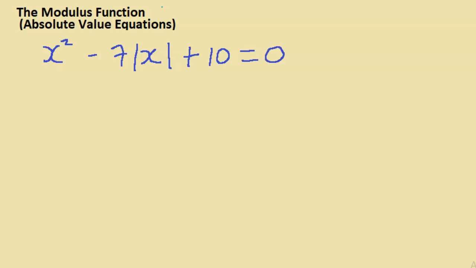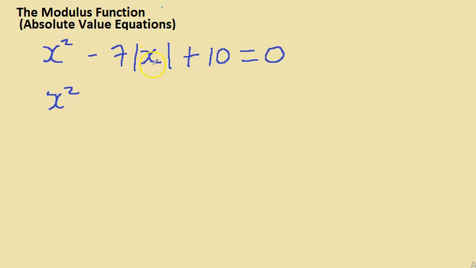Let's look at another problem. x squared minus 7 times the modulus of x plus 10 is equal to 0. Now, let's solve this problem. The modulus of x. Now, what are the possibilities we can have here?